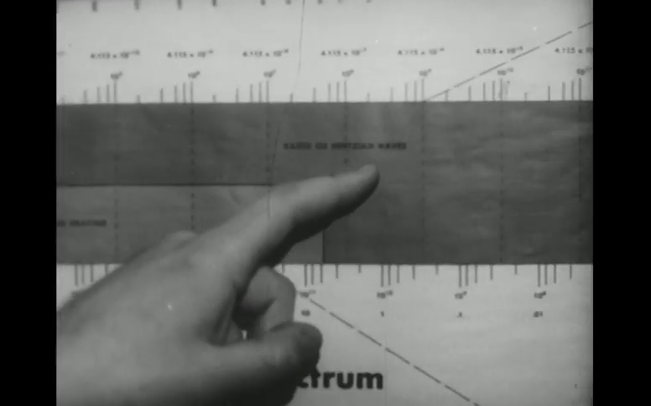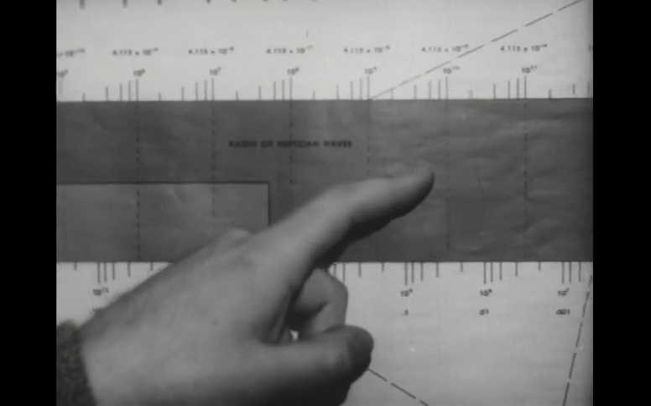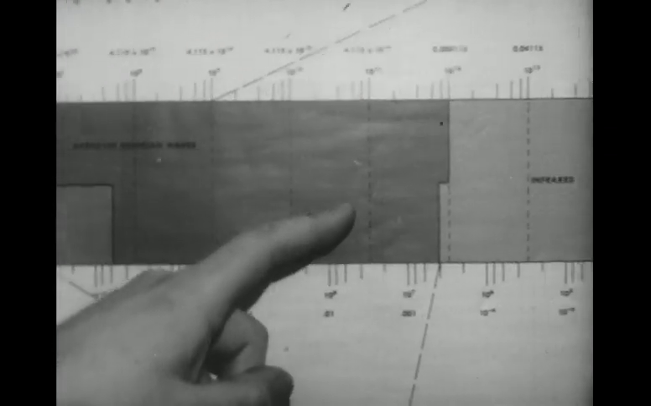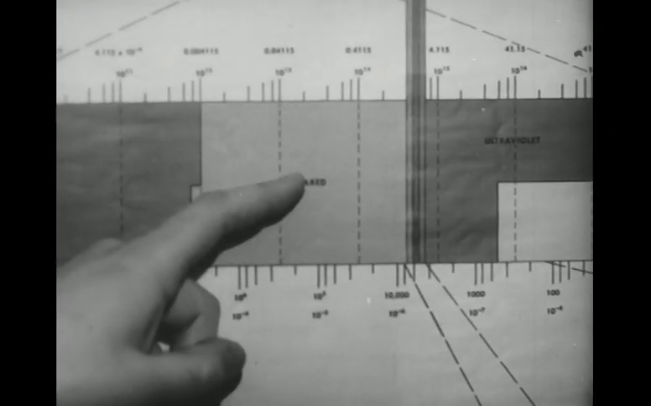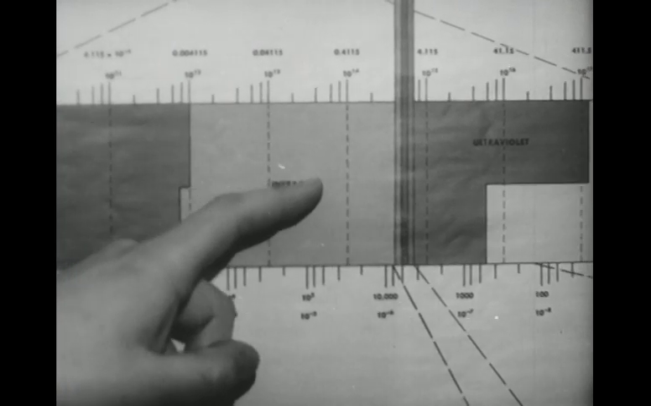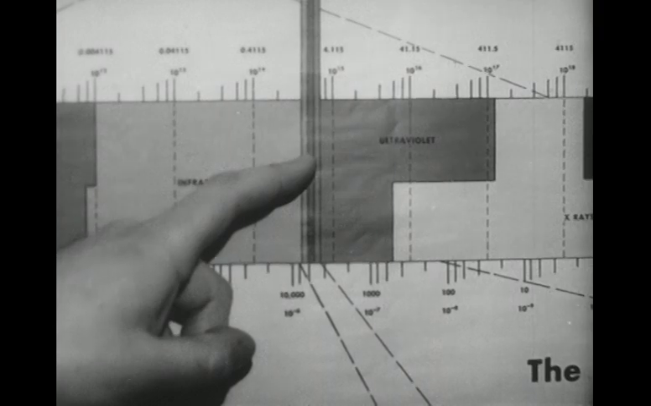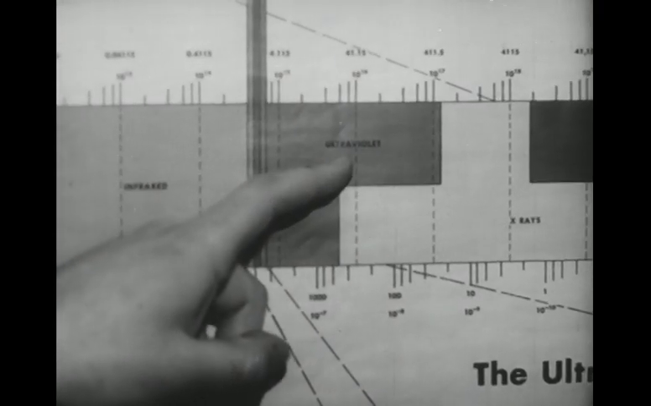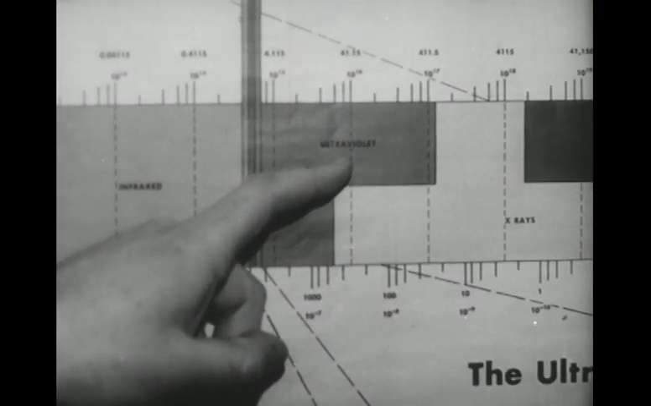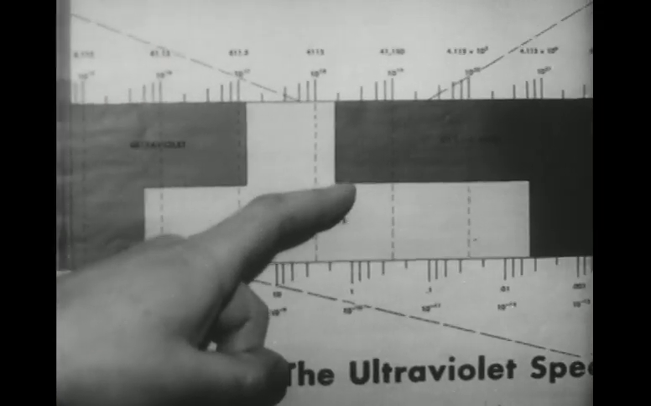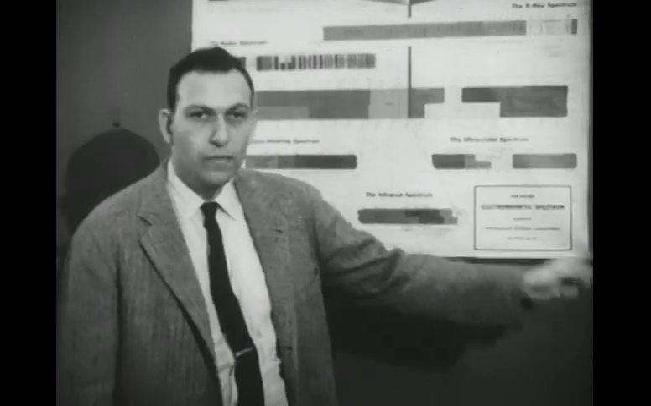Radio waves, about 1 meter. Microwaves, 1/100 of a meter. Infrared, about 10^-5 meters. Visible light, 5 times 10^-7 meters. Ultraviolet, about 5 times 10^-8 meters. X-rays, 10^-10 meters.